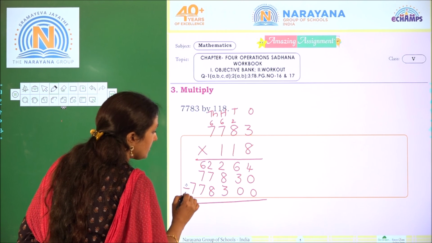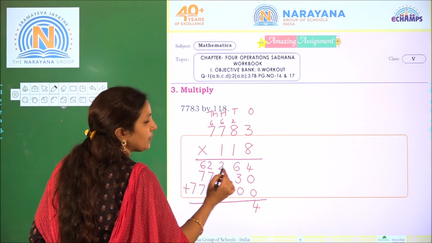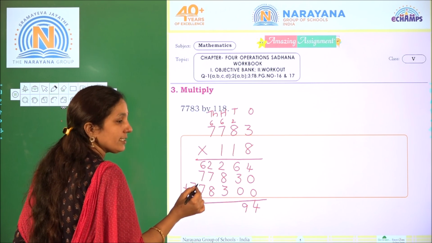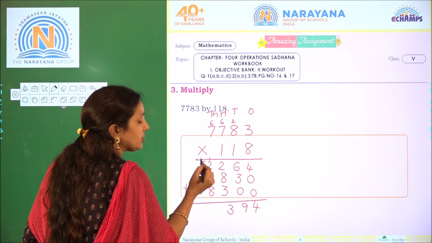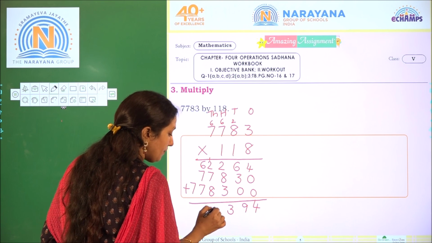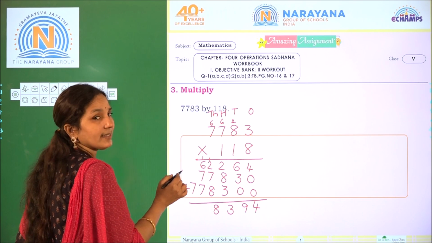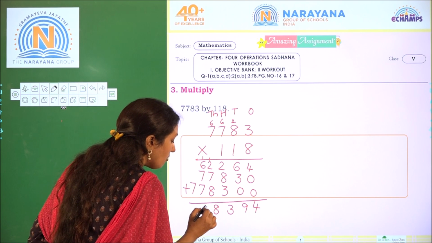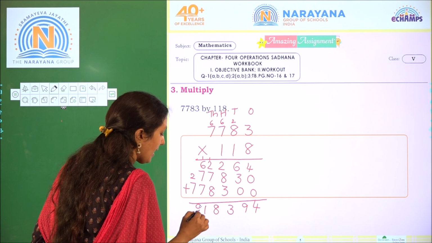Now add the numbers. 4 plus 0 plus 0 will get 4. 6 plus 3 is 9. 9 plus 0 is 9. 2 plus 8 is 10. 10 plus 3 is 13. 1 regroup it. 1 plus 2 is 3. 3 plus 7 is 10. 10 plus 8 is 18. 1 regroup it. 1 plus 6 is 7. 7 plus 7 is 14. 14 plus 7 is 21. 1 here. Write 2 here. Means regroup it. 2 plus 7 is 9.